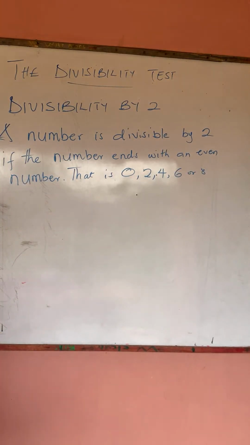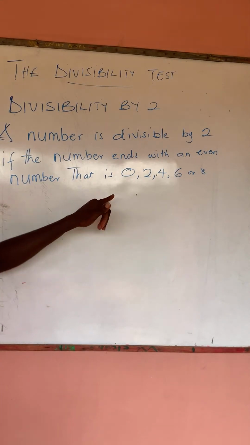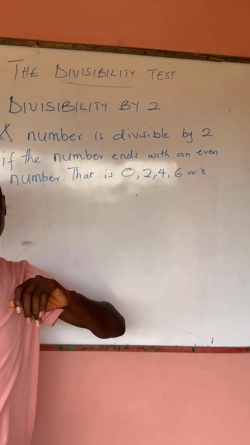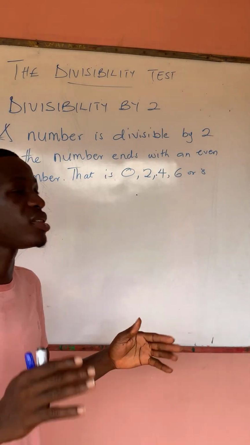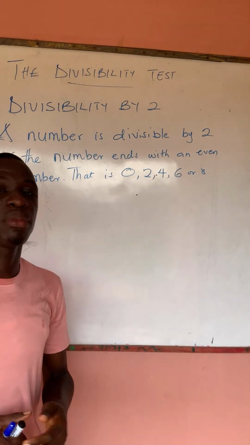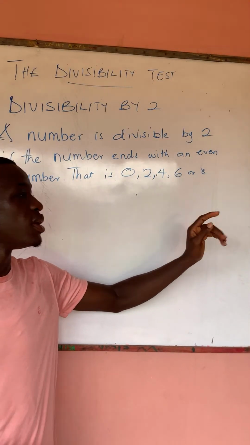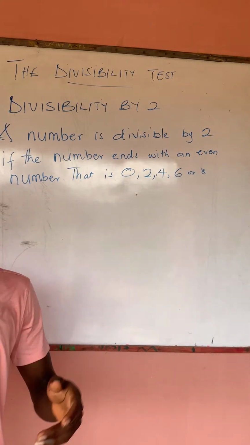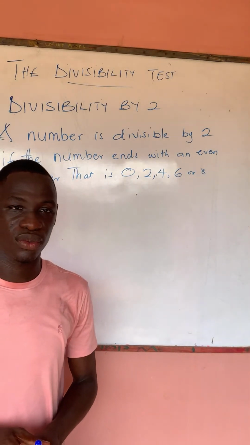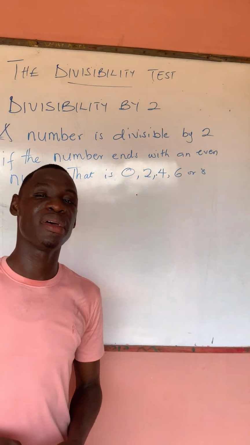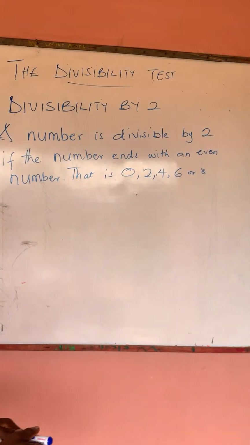We're saying that a number is divisible by 2 if the number ends with an even number. And by an even number, we mean the number ends with 0, 2, 4, 6, or 8. That is for divisibility by 2. This is the only condition for divisibility by 2. If the number does not have any of these endings, then the number is not divisible by 2. But if it ends with any of these 5 digits, then the number is divisible by 2. Okay, let's take some examples.